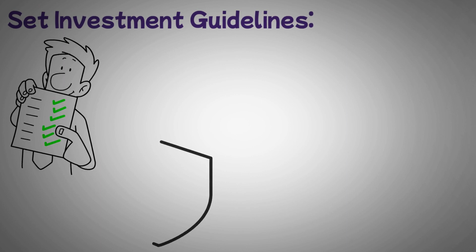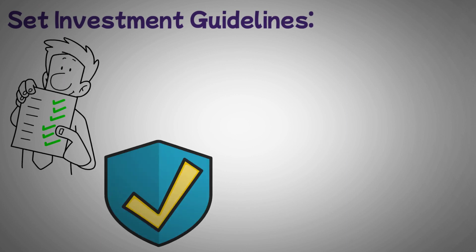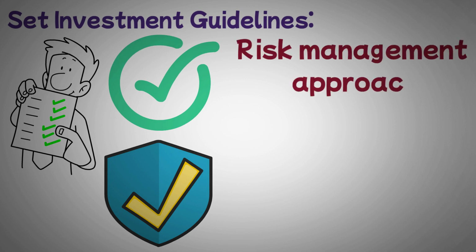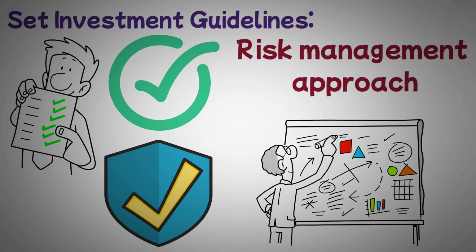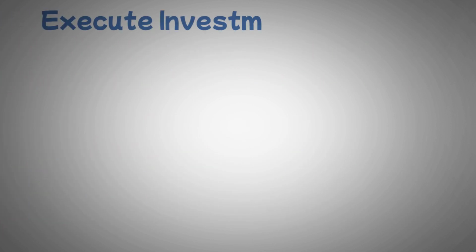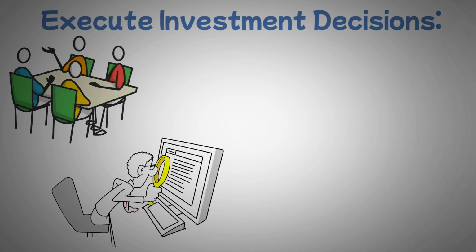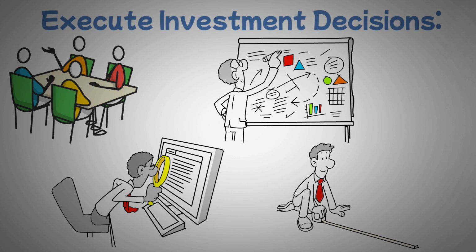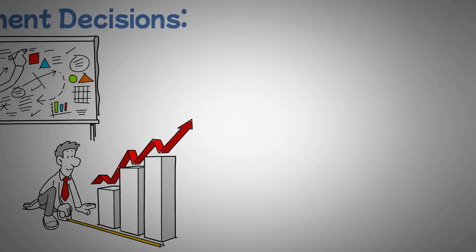Set investment guidelines. Establish clear investment guidelines to govern the types of securities the club can invest in. Decide on the asset allocation, risk management approach, and diversification strategy that the club will follow. Execute investment decisions. Make investment decisions as a group based on thorough research and discussions. Implement the chosen investment strategy and monitor the performance of the portfolio regularly.